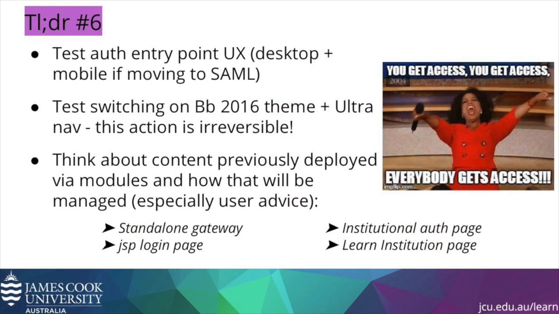So my takeaways from those are test your entry points, make sure that your desktop and mobile auth is working the way you expected, test switching on Ultra Nav because it's irreversible, and think about any content that you previously deployed via modules and how that can now be managed. And I've got a few options there you might want to think about. We ended up going with the standalone gateway.